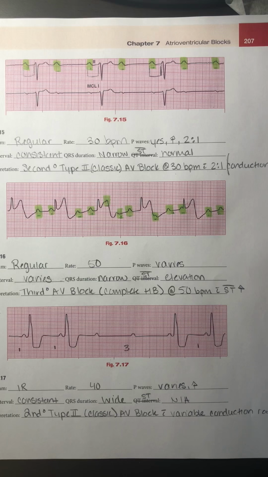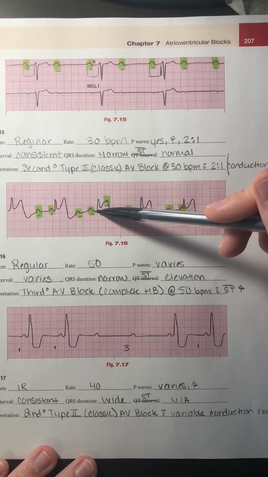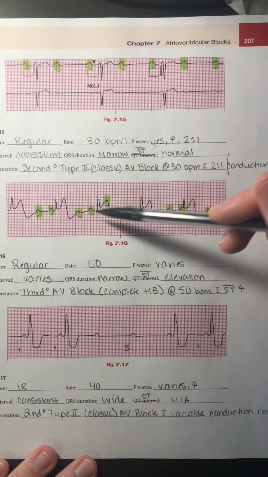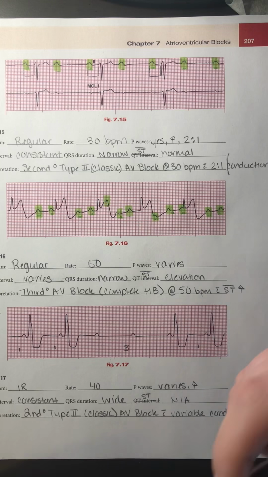For second degree type 2 or a classic heart block, we can rule that one out because when I do have a QRS for a P wave, my PR interval is definitely not consistent. It's very short here, a little longer here, definitely longer here, very short there. So it's always changing.